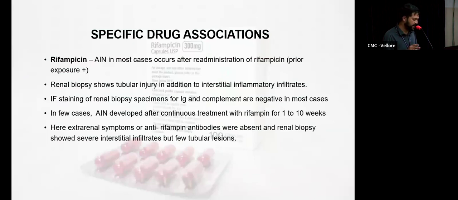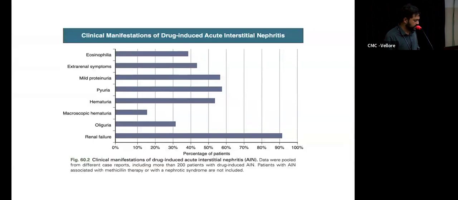Whereas in some cases, it can develop after continuous administration of rifampicin for 1 to 10 weeks. However, extrarenal symptoms or anti-rifampicin antibodies are absent, and renal biopsy can show severe interstitial infiltrates but few tubular lesions in such cases.